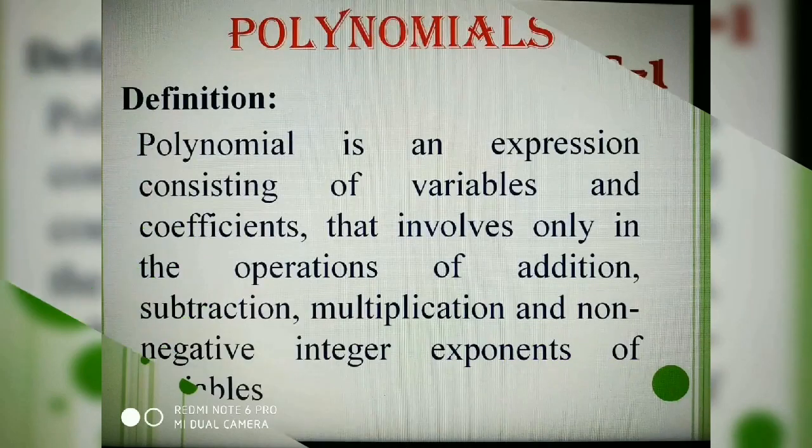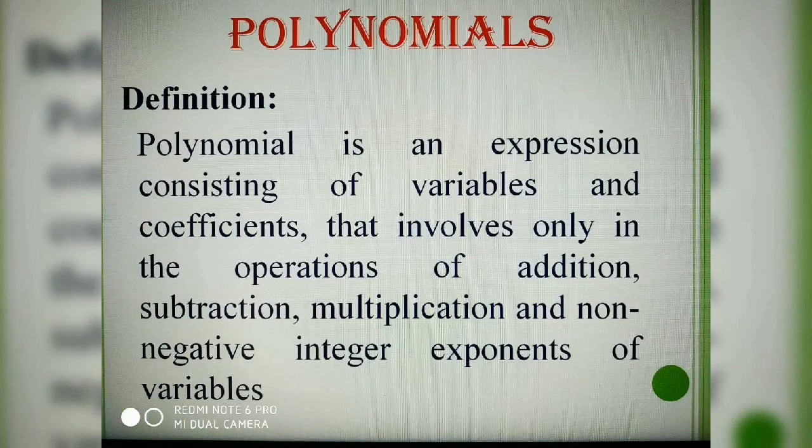What is the definition of a polynomial? A polynomial is an expression consisting of variables and coefficients that involves only the operations of addition, subtraction, multiplication and non-negative integer exponents of variables. If in a polynomial the exponent of a variable is other than a non-negative integer, that will not be termed a polynomial.